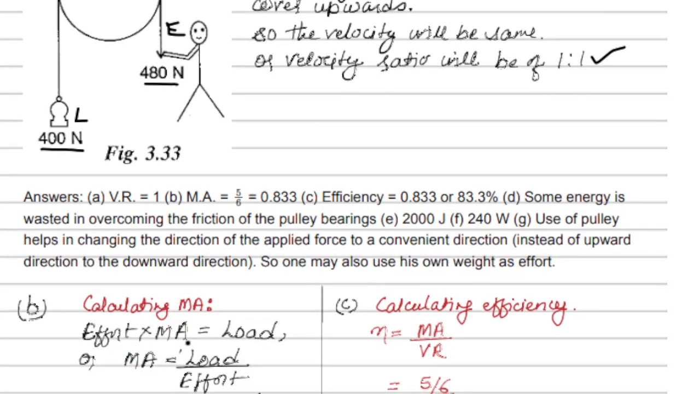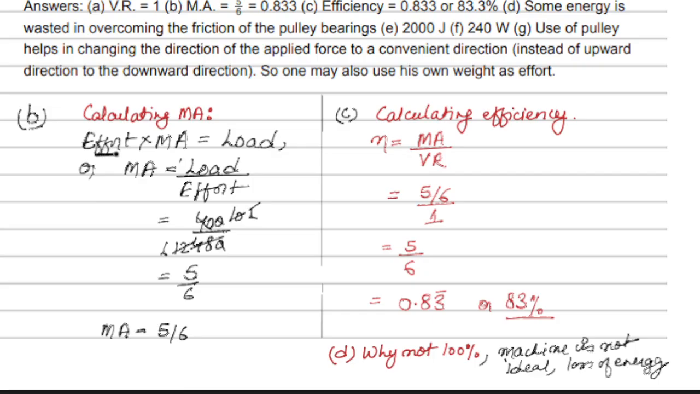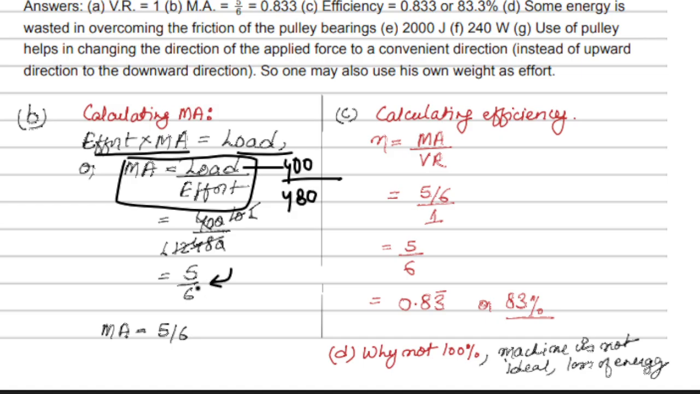So if you want to calculate the mechanical advantage, effort into MA is equal to load. You must have learned this formula: MA is load by effort. So the load here is 400, but to pull this up we have to apply more force than the load, right? 480. So the mechanical advantage will simplify to 5 by 6. So this is the mechanical advantage.